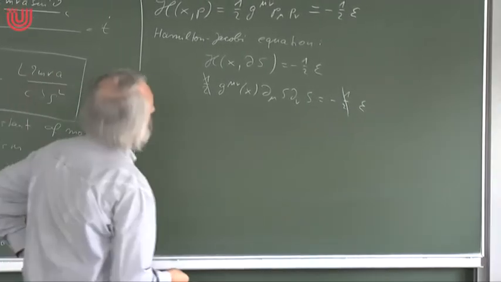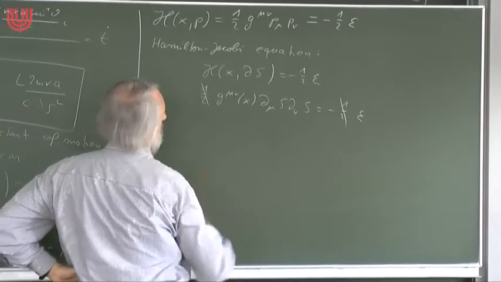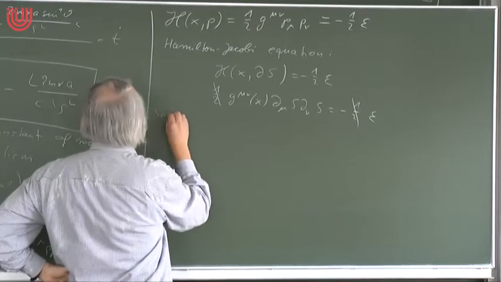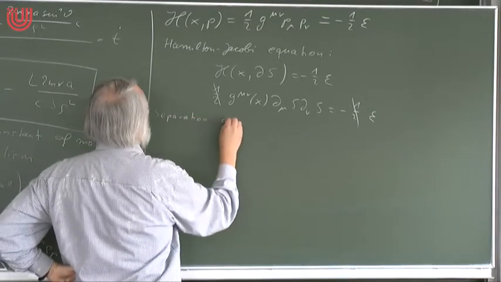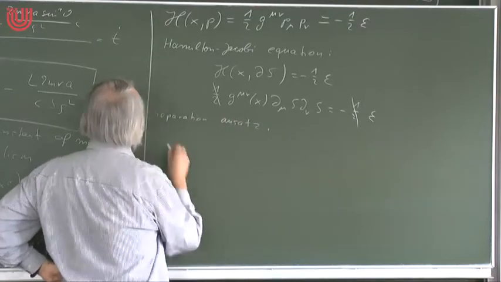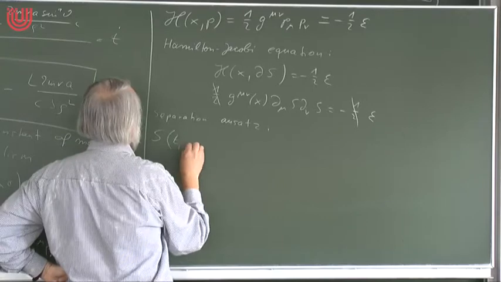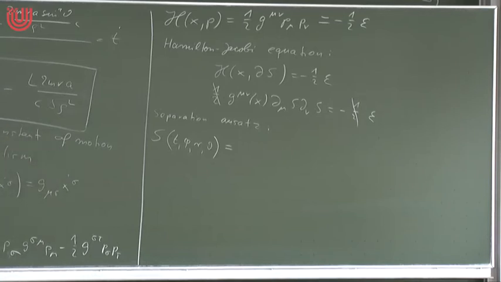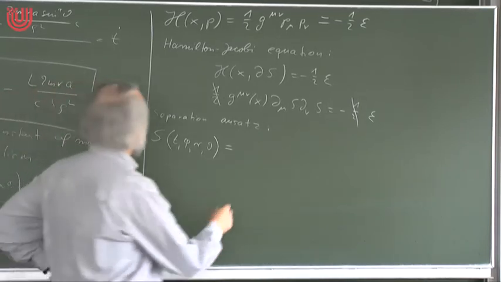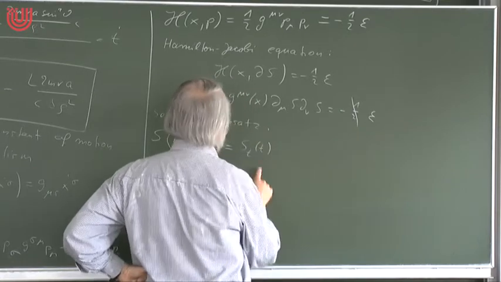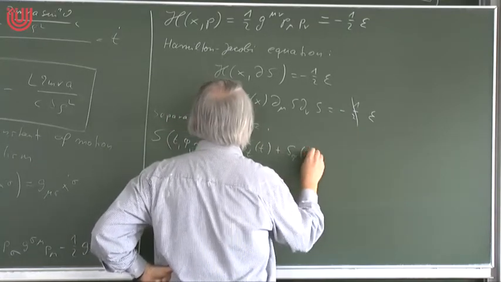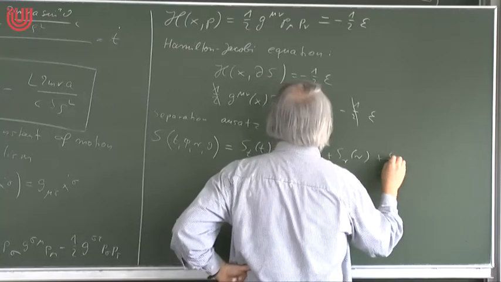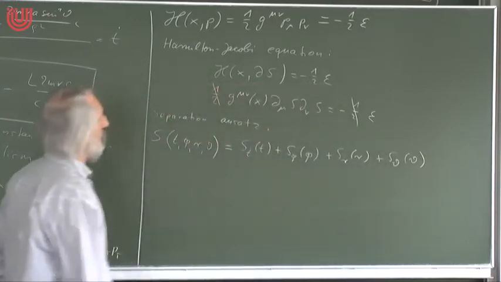And what one does, in order to find such a solution, the first try, which one always does, is that one makes a separation ansatz. So one tries to find a function s, which depends on t, phi, r, and theta, as a sum of terms, where each term depends only on one of the coordinates. So one tries to find this in the form s_t, which depends only on t, plus s_phi, which depends only on phi, plus s_r, which depends only on r, plus s_theta, which depends only on theta.